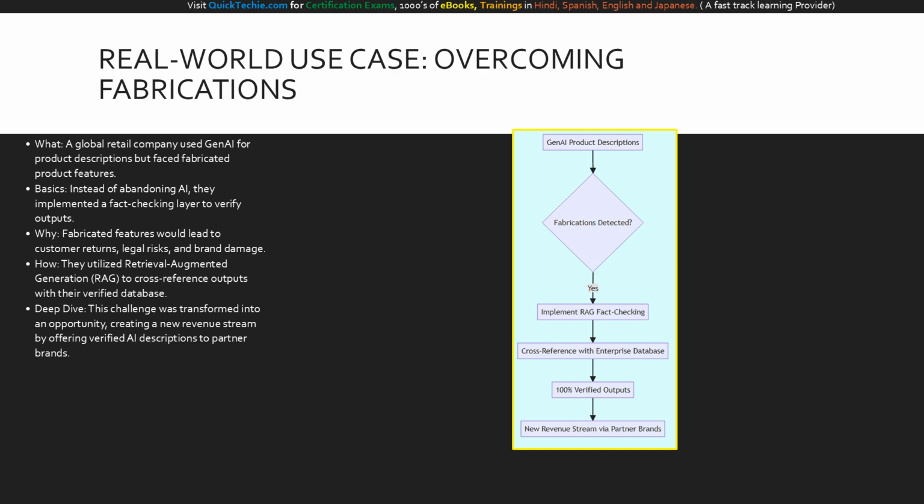This diagram is vital because it proves that AI challenges are not necessarily roadblocks, they are engineering problems waiting to be solved. By intercepting the fabrication before publication and grounding the model in truth, the company built a highly defensible, trustworthy AI architecture. This is exactly how you must approach generative AI implementation in your own enterprise workflows.